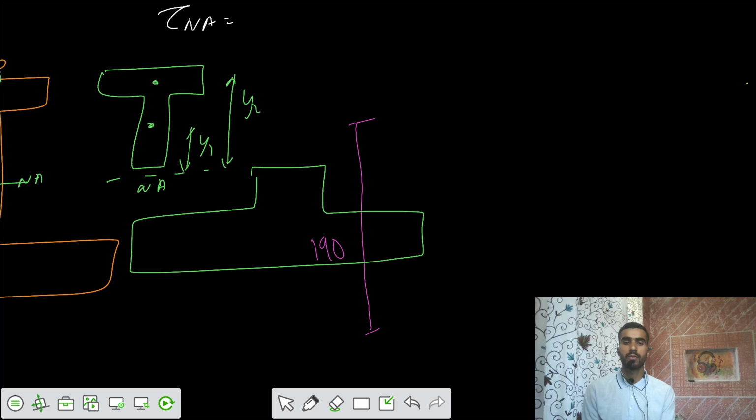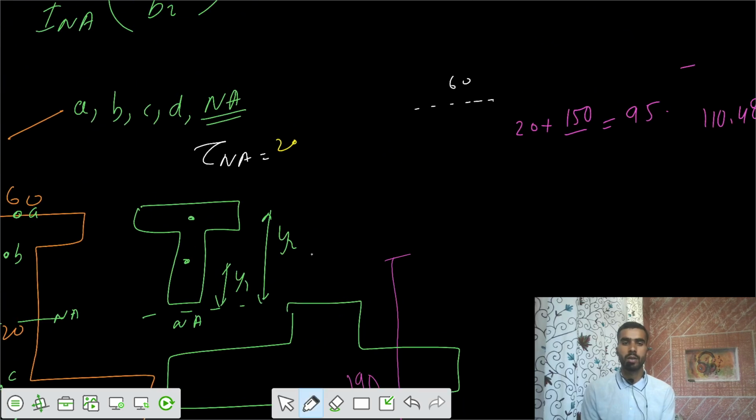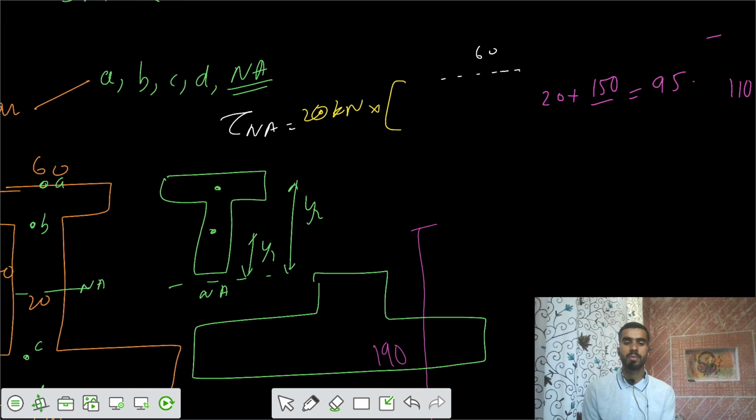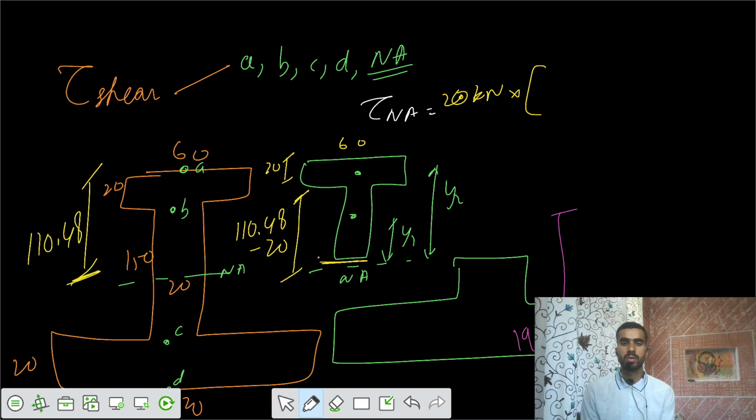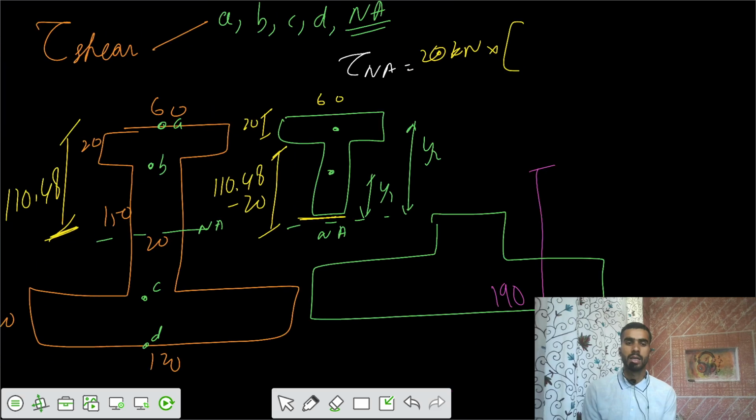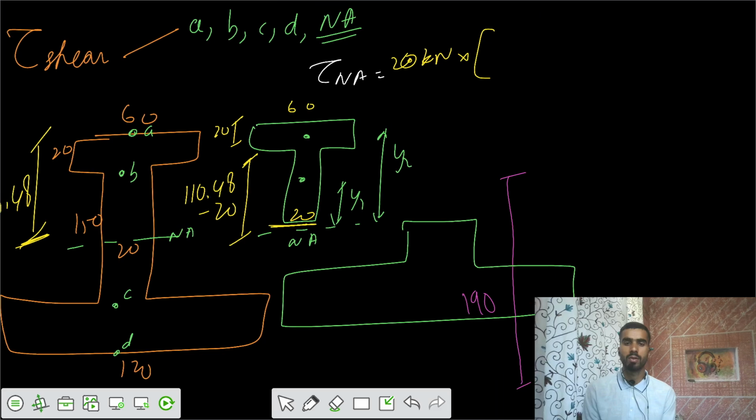So you substitute the value that shear force equals 20 kilonewton into the summation of the first moment of areas about the neutral axis. So I would write that also. So we have this area. Can you tell me what's the total area? We have this 20, we have this 60, and this value, the difference of 110.48 minus 20, because the neutral axis was at a distance of 110.48 from the top. So this value would be equal to 90.48, and the width we have is 20. So I can solve that.